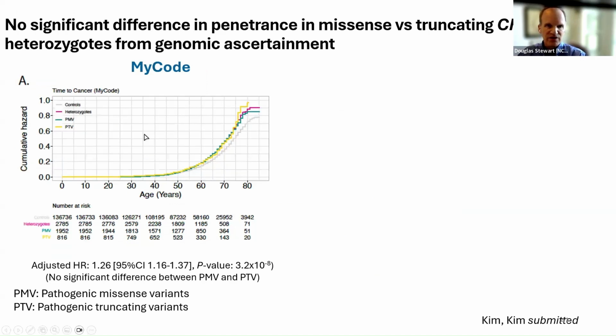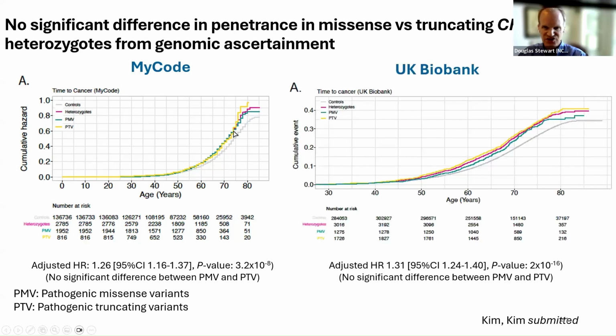The other thing is, we looked at the time to cancer in both missense and truncating CHEK2 heterozygotes. So you can see the abbreviations here, PMV and PTV. PMV, the missense variants that were pathogenic or likely pathogenic in green, and then in yellow are the truncating variants, pathogenic or likely pathogenic. And you can see those two lines run up, they overlap essentially perfectly. It's clearly earlier onset of cancers than the controls, but there's really not any difference between these missense and truncating variation.